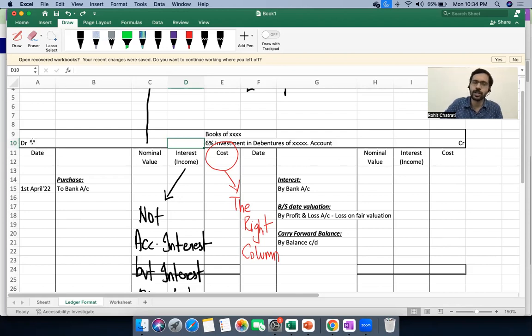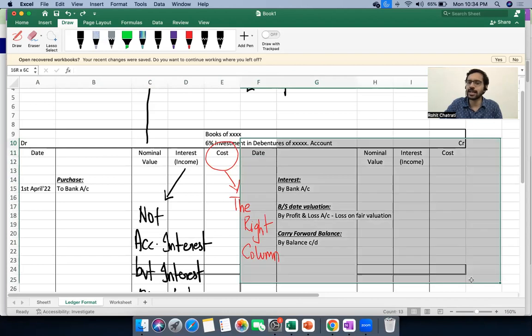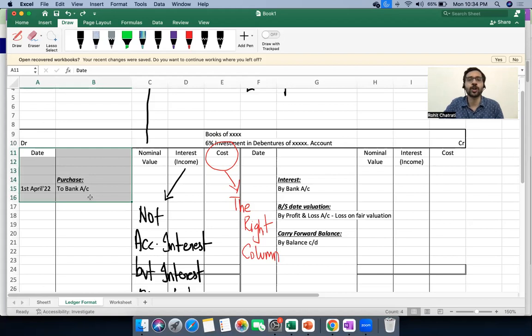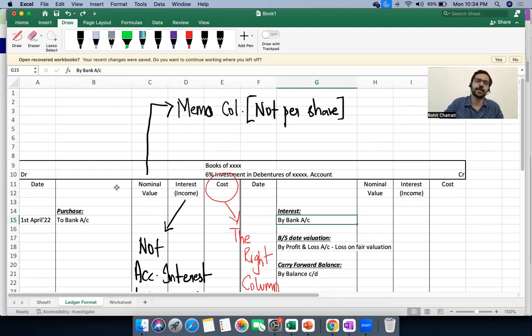And then you denote DR and CR to the left and to the right, representing debit and credit. So this entire section is the debit side and this entire section is the credit side. Now, date and particulars are something that I do not have to mention, I'm sure you are well aware of them. You will write To on the left on the debit side and you start with By on the credit side. Now, what are these columns representing? We have something called nominal value, we have something called interest, and then we have something called cost. There are three columns: nominal value, interest, and cost.